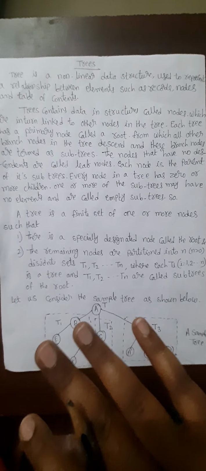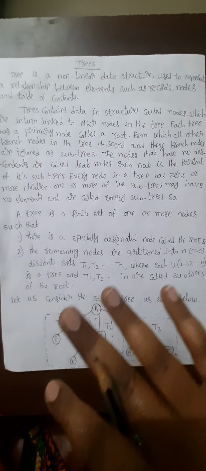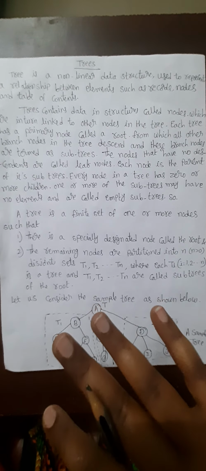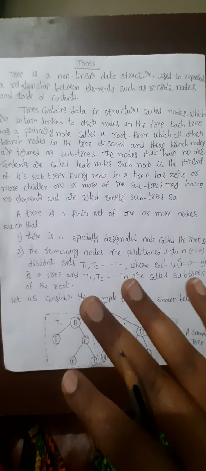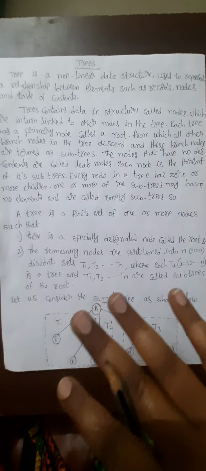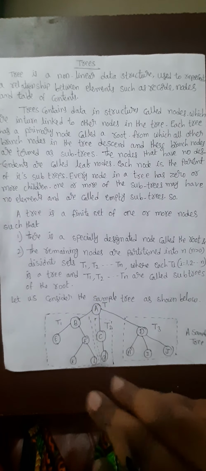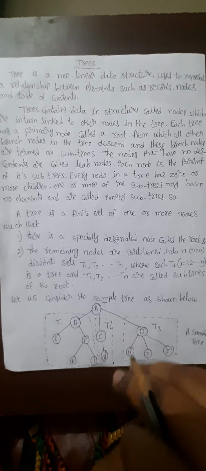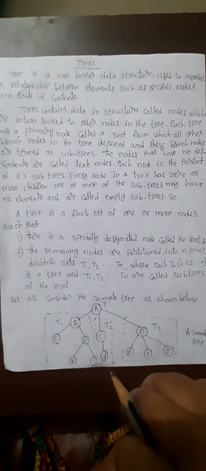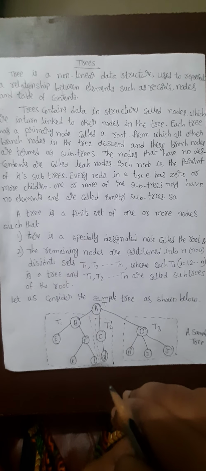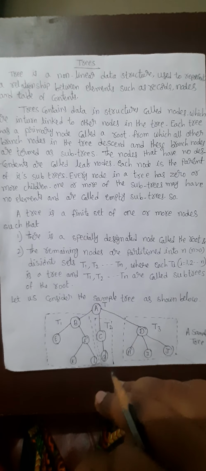root. From that root, all other branch nodes in the tree descend, and these branch nodes are termed subtrees. And the nodes that have no descendants are called leaf nodes. That means the nodes that do not have any continuing nodes are called leaf nodes. And each node is the parent of its subtree.